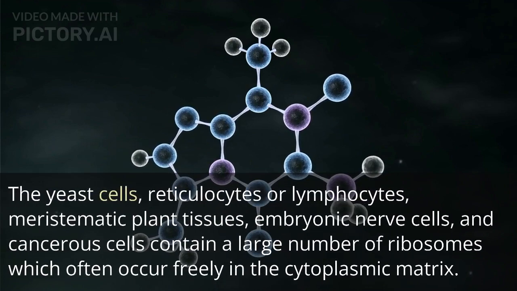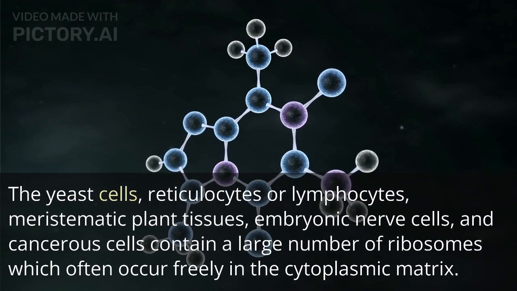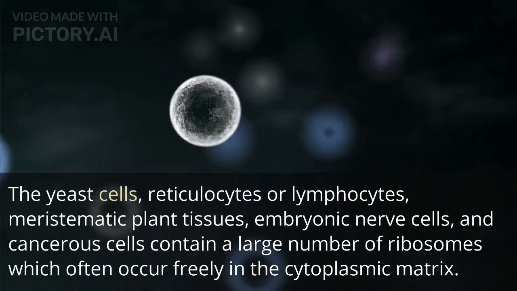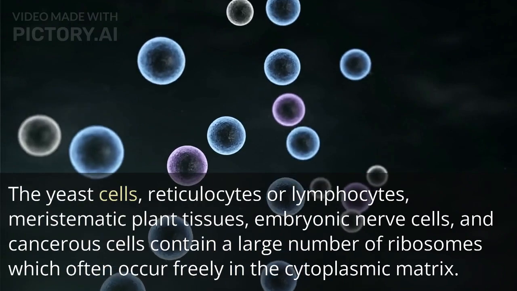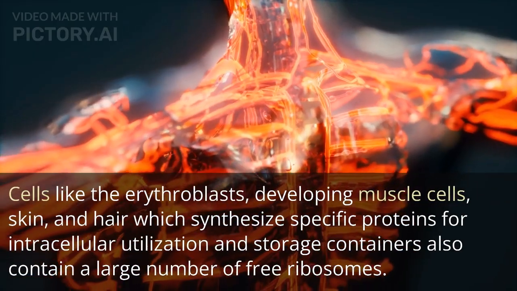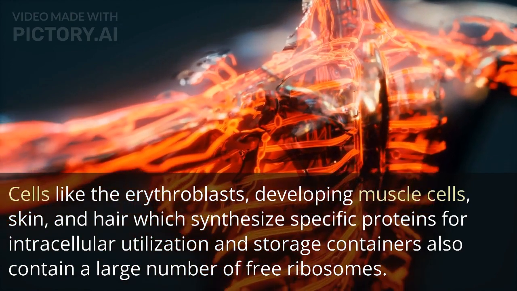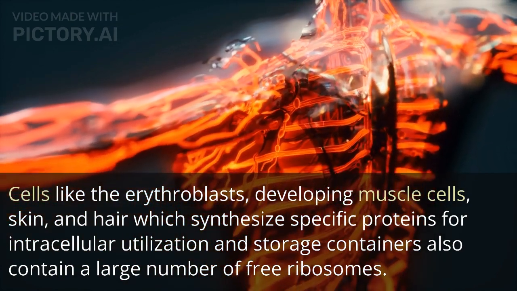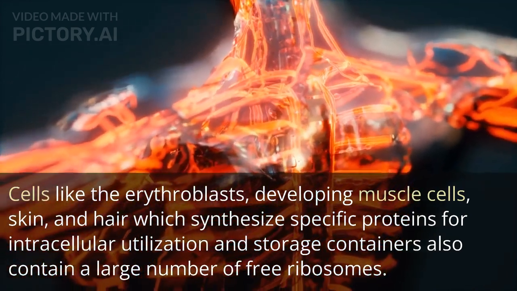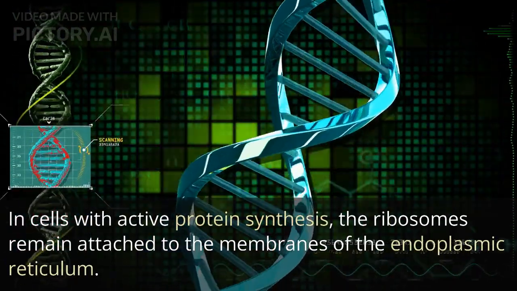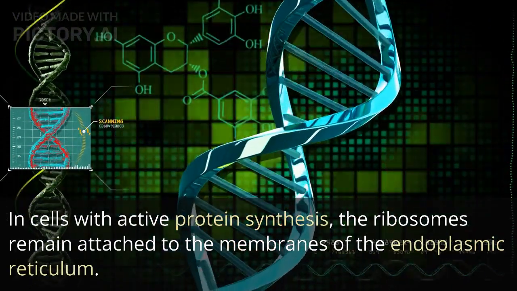The yeast cells, reticulocytes or lymphocytes, meristematic plant tissues, embryonic nerve cells, and cancerous cells contain a large number of ribosomes which often occur freely in the cytoplasmic matrix. Cells like the erythroblasts, developing muscle cells, skin, and hair, which synthesize specific proteins for intracellular utilization and storage containers, also contain a large number of free ribosomes. In cells with active protein synthesis, the ribosomes remain attached to the membranes of the endoplasmic reticulum.